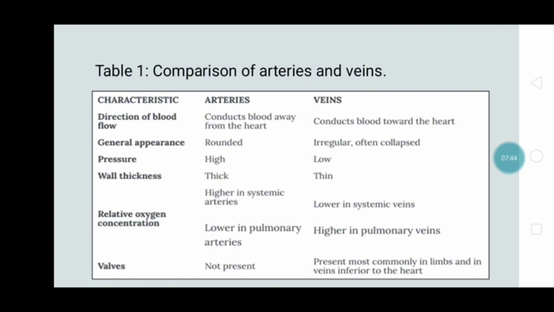And then the wall thickness: the arteries are thick, which is makapal, and the veins are thin. The arteries are higher in systemic arteries, while the veins are lower in systemic veins. So opposite. The relative oxygen concentration is lower in pulmonary arteries, and higher in pulmonary veins. So valves are not present in the arteries, while in the veins they are present, most commonly in the legs and veins inferior to the heart.